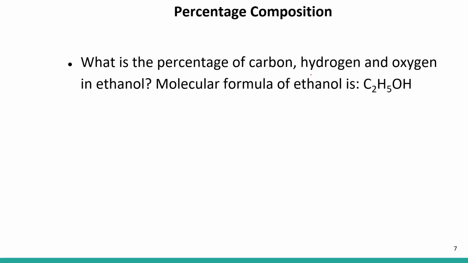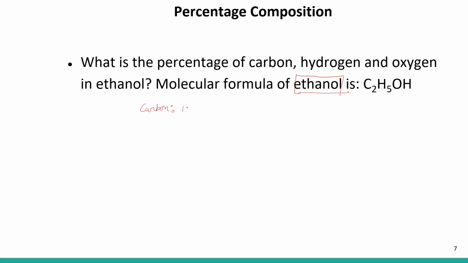Okay. Now, next we will move to another example for calculating the percentage composition. This is ethanol. You will study about it in organic chemistry. What is ethanol? The ethanol formula is C2H5OH. So 3 types of elements are present here. The first one is carbon.